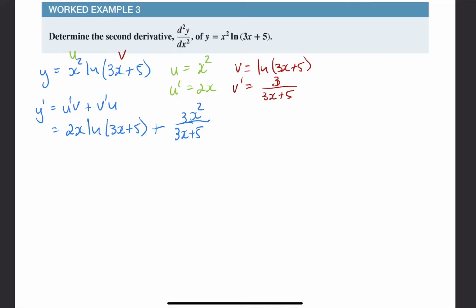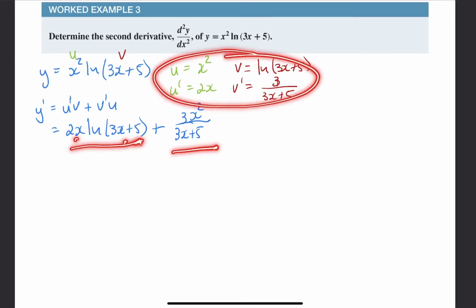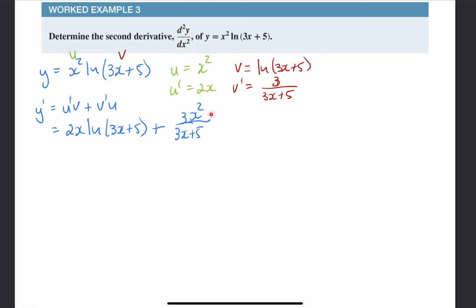For the second derivative, I now have to differentiate each of these terms. I've got two terms. For the first term, I again have a product, so I'll apply the same principle. For the second term, I can't simplify because I've got two terms at the bottom, so I'll have to use my quotient rule. I'm going to use the product rule on the first one and the quotient rule on the second.